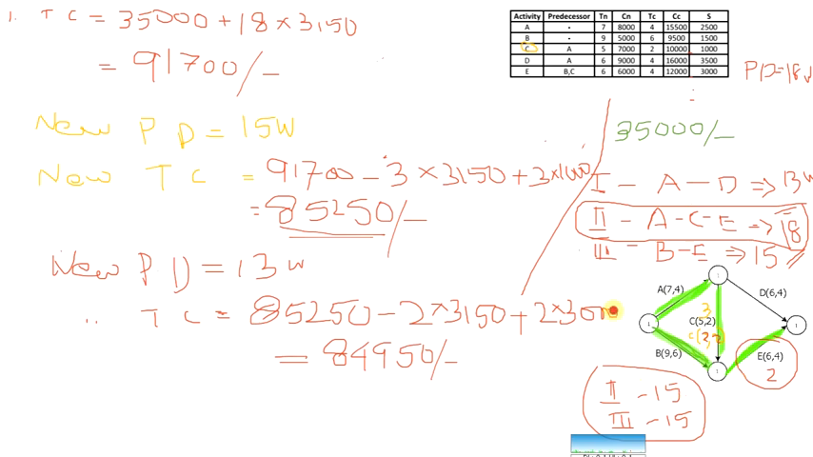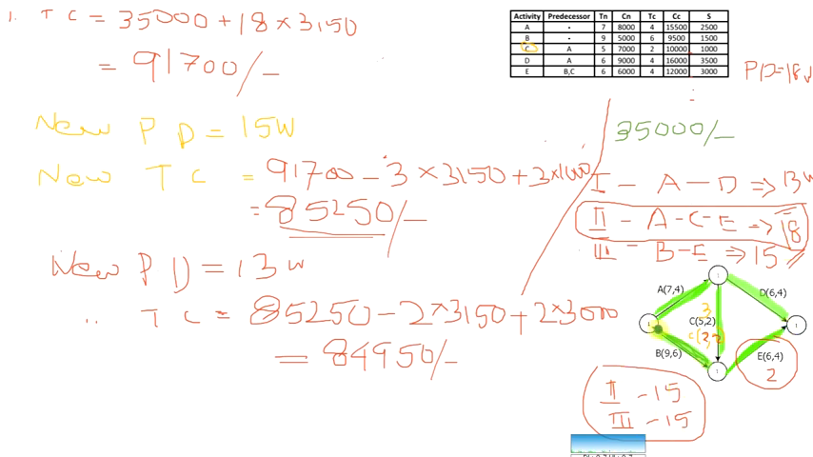Now what happens? Now there are 3 critical paths. Why? Because this also has become a critical activity. How? You can see A normally takes 7 days, and D takes 6 days. So 7 plus 6, 13. Then A, C, E will be again 13.